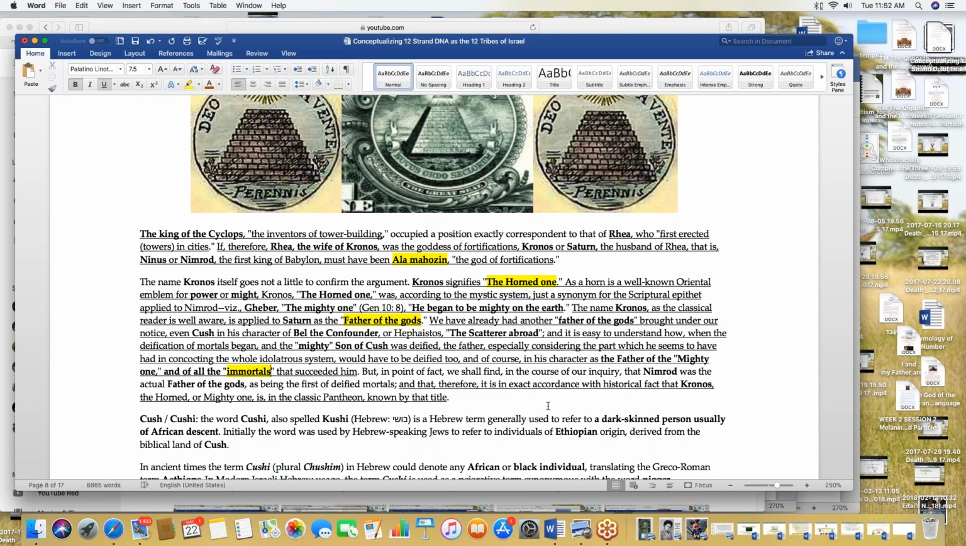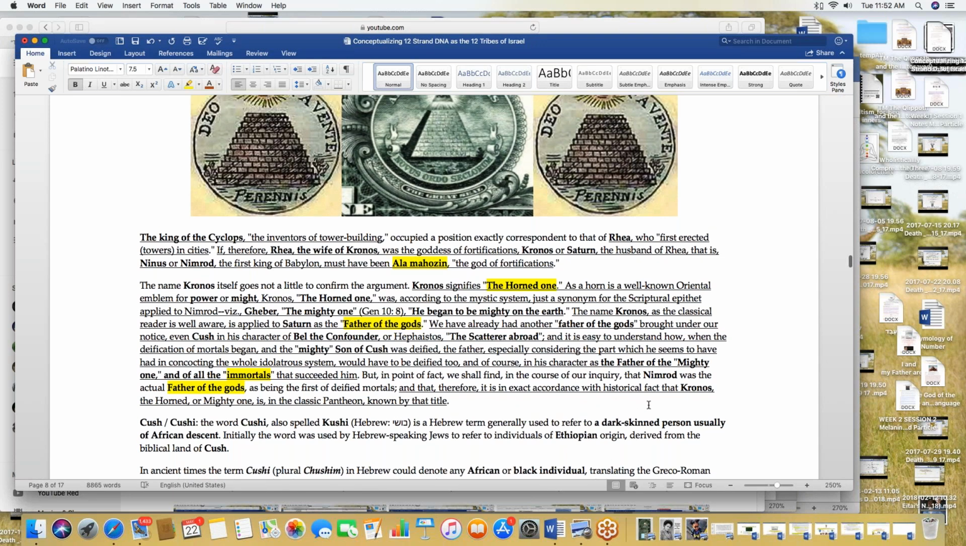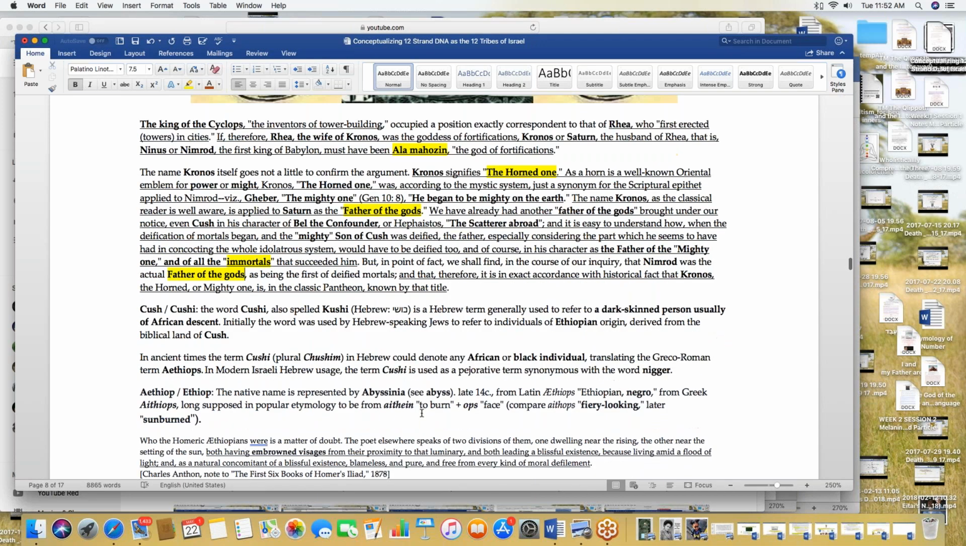But in point of fact, we shall find in the course of our inquiry that Nimrod was actually the father of the gods, as being the first deified mortal. And therefore it is in exact accordance with the historical fact that Cronus, the horned, crowned, or mighty one, is the one in the classic pantheon known by that title.